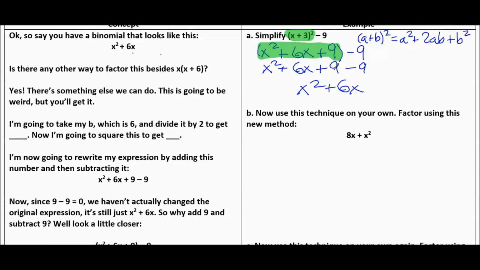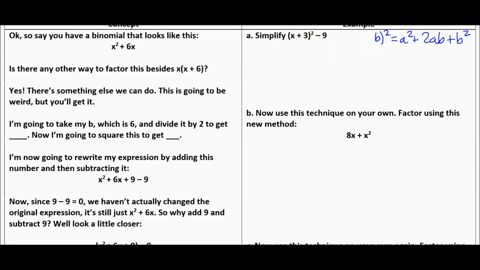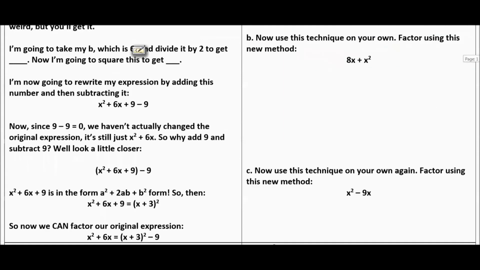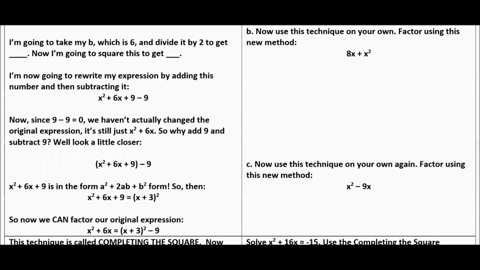And by adding the 9 and subtracting the 9, we were able to factor this trinomial into quantity x plus 3 squared. Okay, so good. We did indeed not change anything. Okay, we're going to try this technique on our own here, well, on a different problem. Use this technique on your own. Factor using this new method.